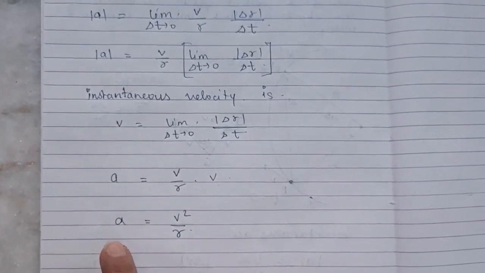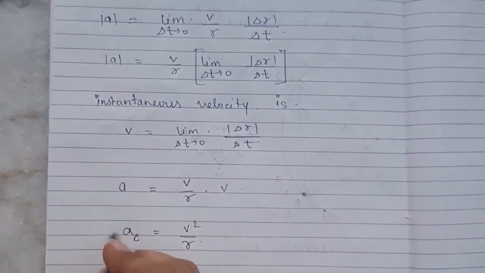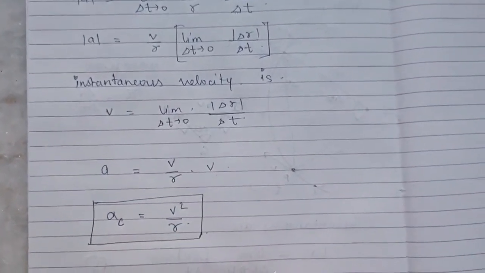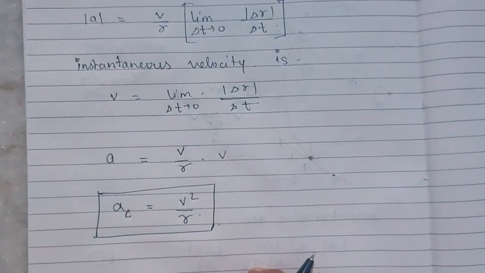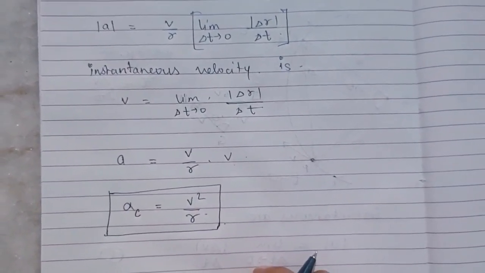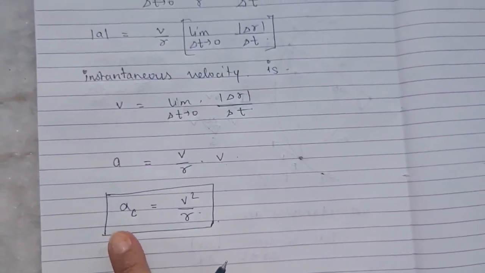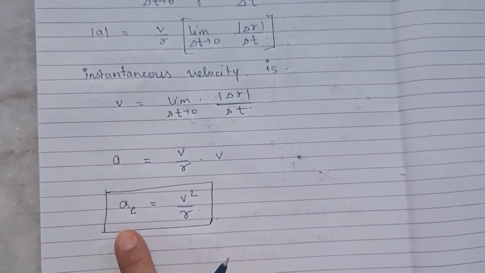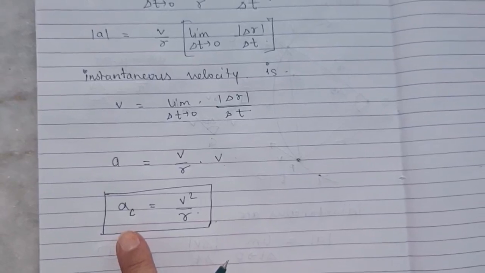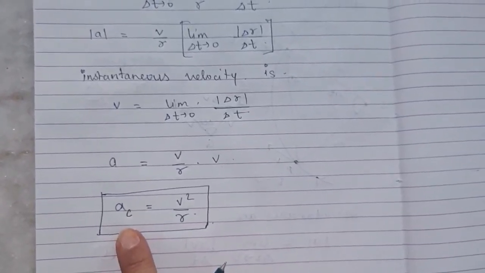But this acceleration is acting towards the center, so this acceleration is nothing but centripetal acceleration. So this is the expression for centripetal acceleration in case of uniform circular motion. So this is what we have done. Now in the next part we are going to see the centripetal acceleration in different forms, like in terms of angular velocity, or you can say angular speed, and in terms of frequency.